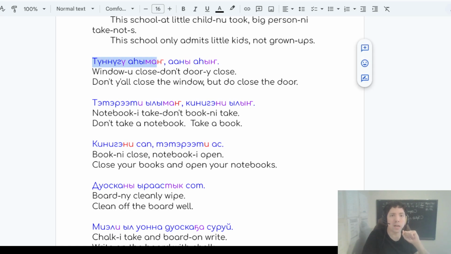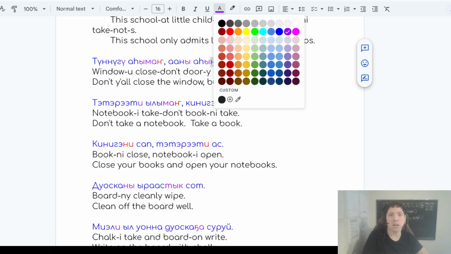Tunuku achaman. Ane achen. Okay, so close the window. Close. Or sorry, don't close the window. Don't close what? The window. So that's why we have the direct object marker. You may remember ma makes it, it's actually uma. Achama. So we have the verb as. Achama. So uma means don't, and then if you're telling multiple people, you put the ng. So achamang means don't y'all close. Ane achen. And the achen, that should be red.